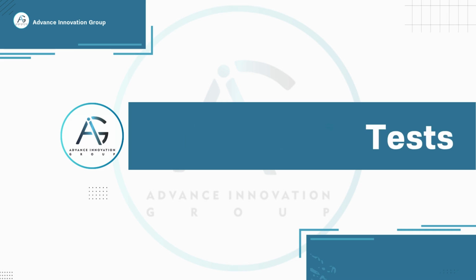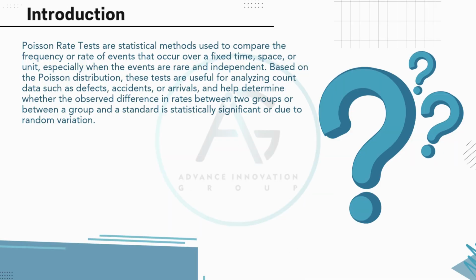Poisson rate tests. Poisson rate tests are statistical methods used to compare the frequency or rate of events that occur over a fixed time, space, or unit, especially when the events are rare and independent. Based on the Poisson distribution, these tests are useful for analyzing count data such as defects, accidents, or arrivals, and help determine whether the observed difference in rates between two groups or between a group and a standard is statistically significant or due to random variation.